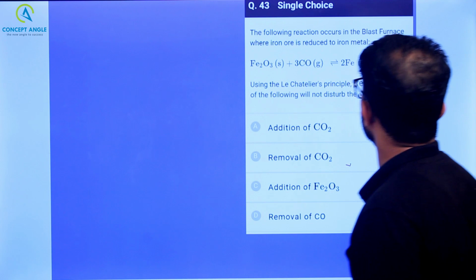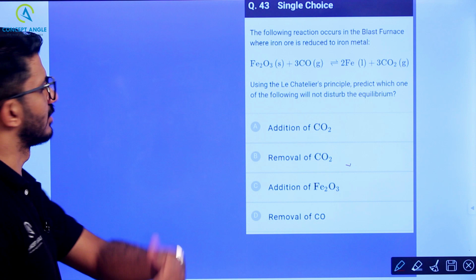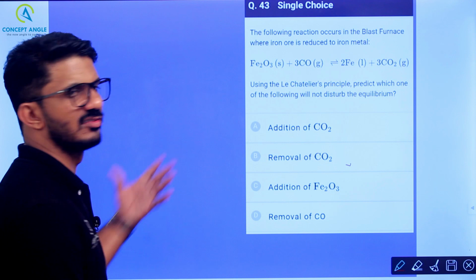Question number 43. The reaction is given in a blast furnace, that is, in the extraction of iron from the ores. Using Le Chatelier principle, predict which one of the following will not disturb the equilibrium. If this is an equilibrium, this is a solid.